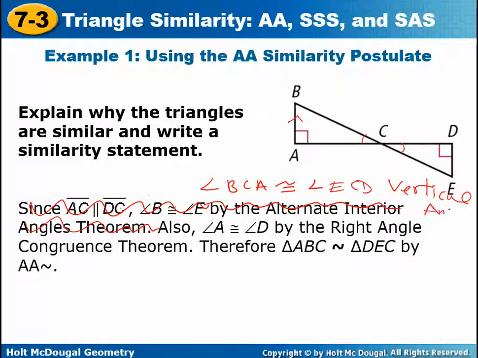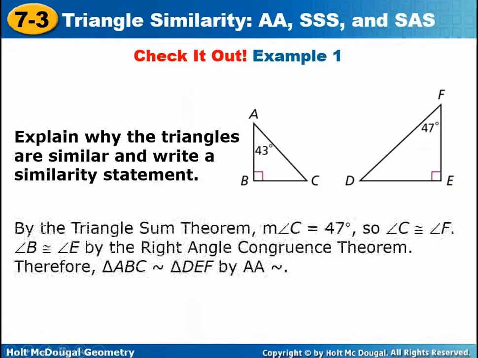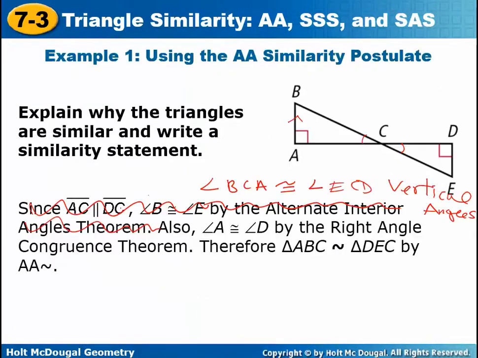Vertical angles. The vertical angles theorem says these are equal to each other, congruent to each other. Also, angle A is congruent to angle D because they're both right angles. So therefore, they are similar to each other by angle, angle, AA. Similarity postulate is the whole thing, but okay. Also, then you're supposed to write a similarity statement. Hey, they didn't do their similarity statement. Oh yeah, they did right here. Triangle ABC is similar to triangle DEC.